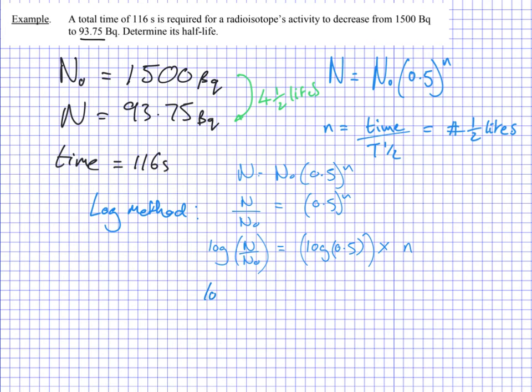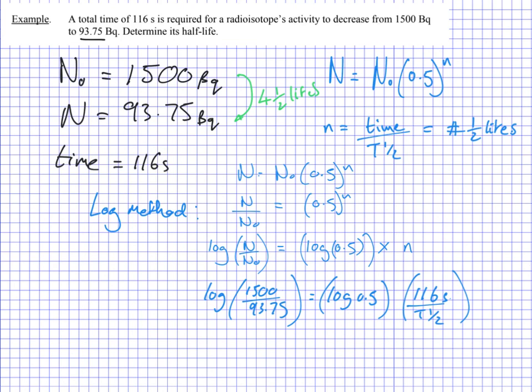Okay, so we can simplify that further, just expand it out. So we'll just say log of, well, the N is 1500 over 93.75, and that's equal to log, let's put it in brackets, 0.5. And then the n, well, the n is time over t half, and time is 116, so I can put that in. Time is 116 seconds.